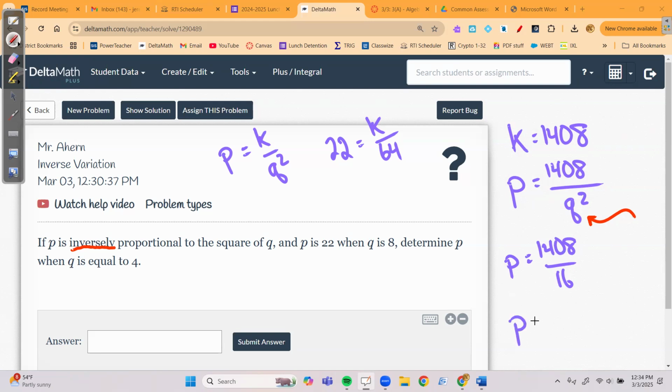You get 88. So far, so good. Once you get into this and start doing them, you'll realize this is a total breeze. The key is to pay attention just to the verbiage and watch out for the words direct or inverse.